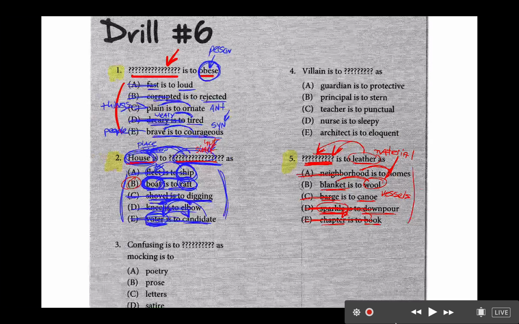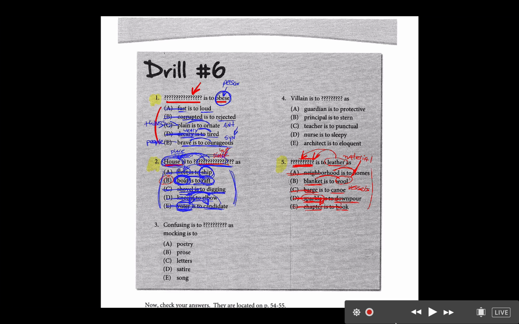So that's a quick overview of analogies and even strategies for analogies when you do know the words, and even more effective if there's a word that you don't know.